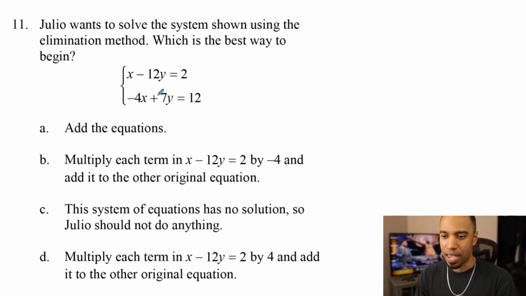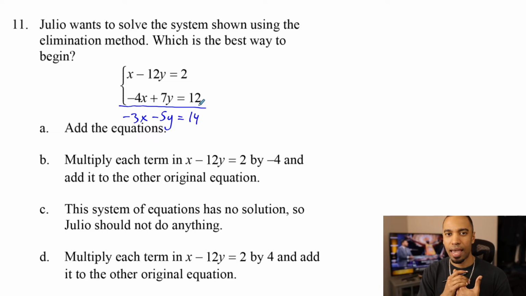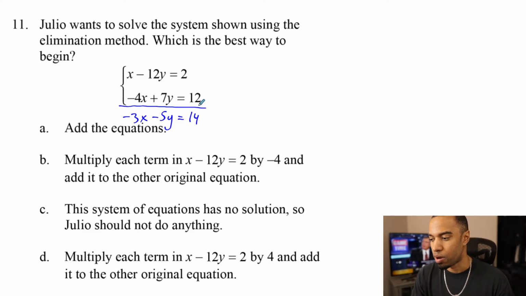If I did say A, add the equations, what would happen? By adding the equations, I create negative 3x minus 5y equals 14. Did this help further or help progress my ability to solve this problem? I'm going to argue no. I didn't eliminate a variable. I didn't get a variable isolated, a single positive, negative, positive y, positive x. This did not help. I'm going to say that it is no to A.